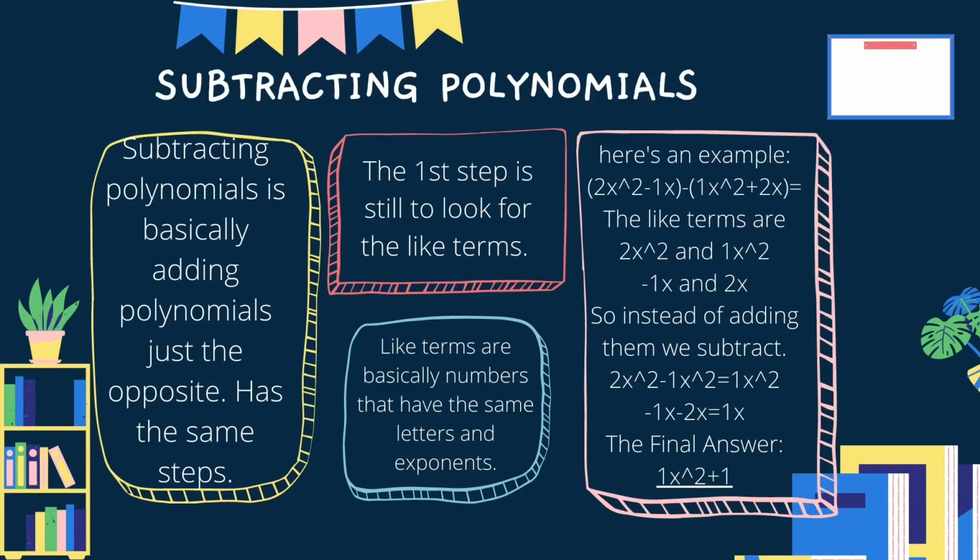Here's an example. 2x squared minus 1x minus 1x squared plus 2x. The like terms are 2x squared and 1x squared, and negative 1x and 2x. So instead of adding them, we subtract. 2x squared minus 1x squared equals 1x squared. Negative 1x minus 2x is negative 3x. So the final answer is 1x squared minus 3x.